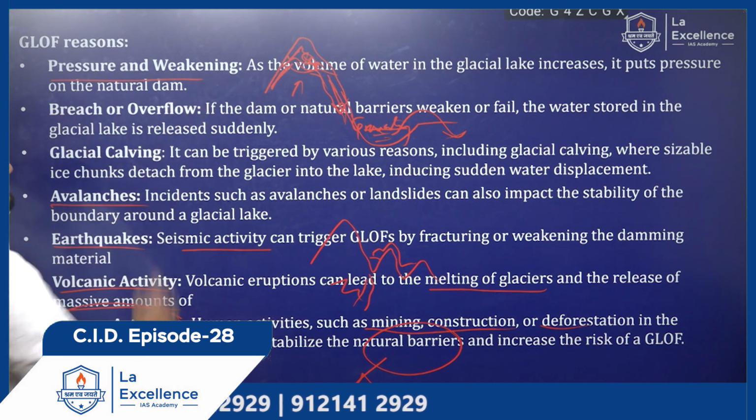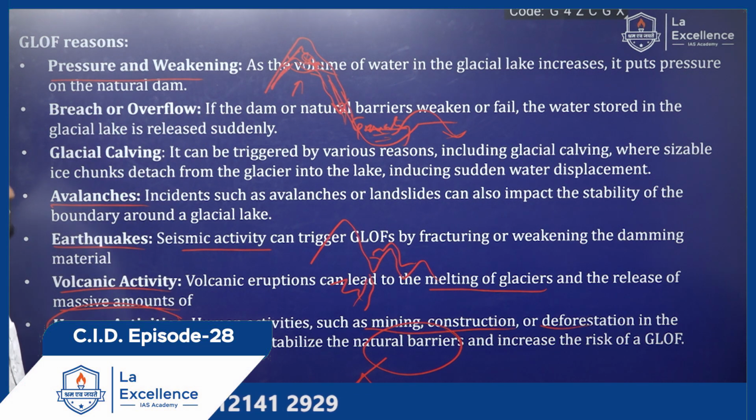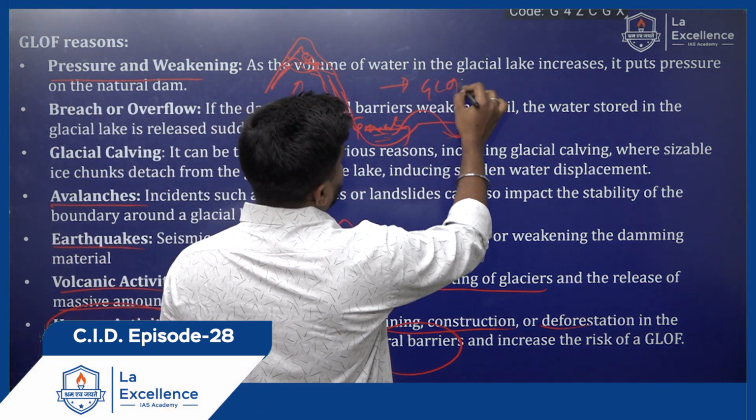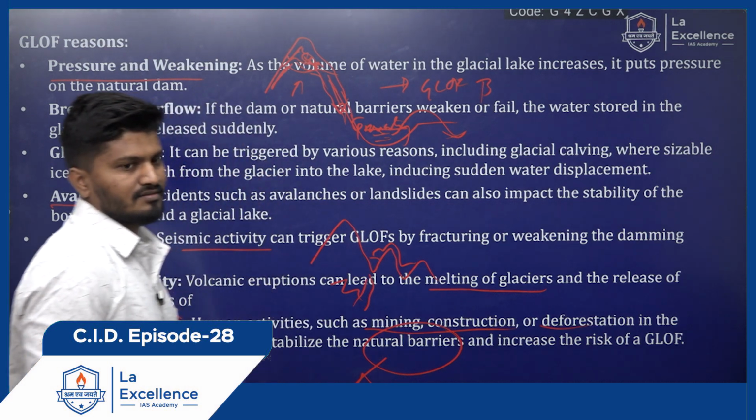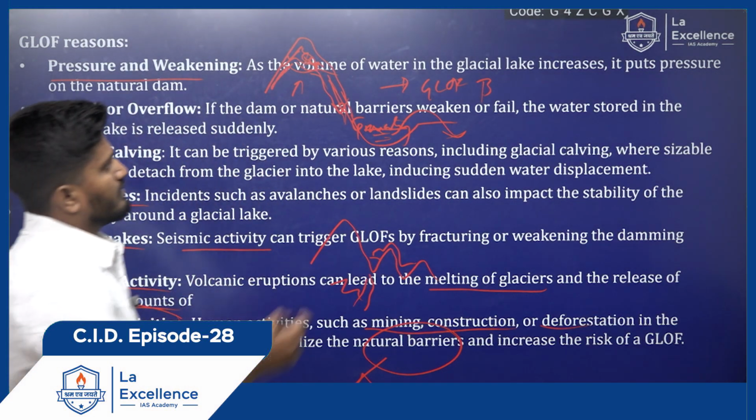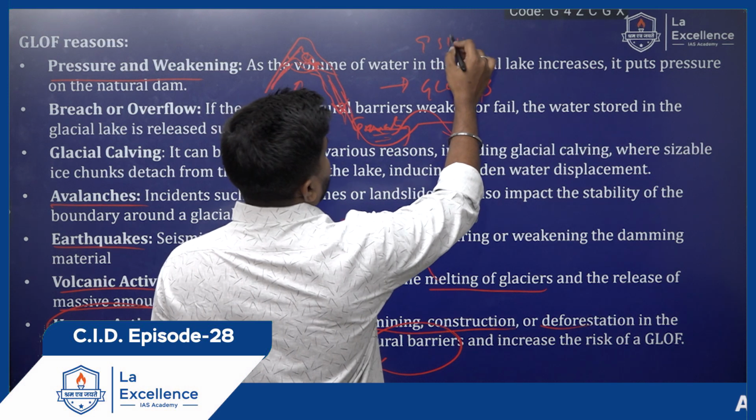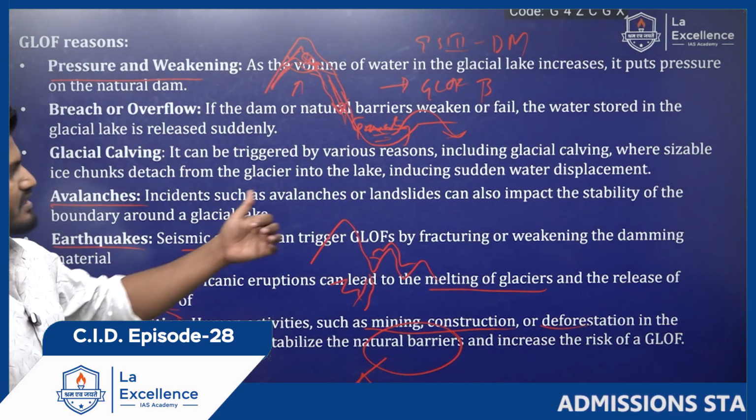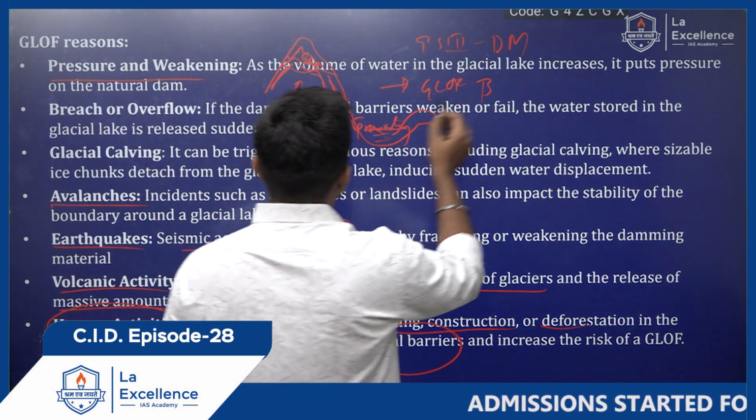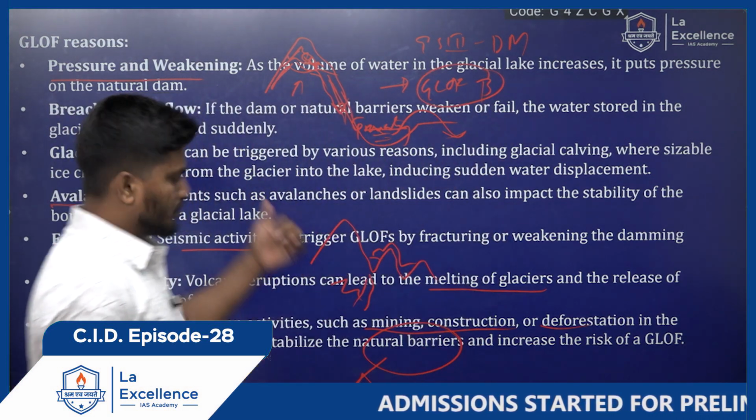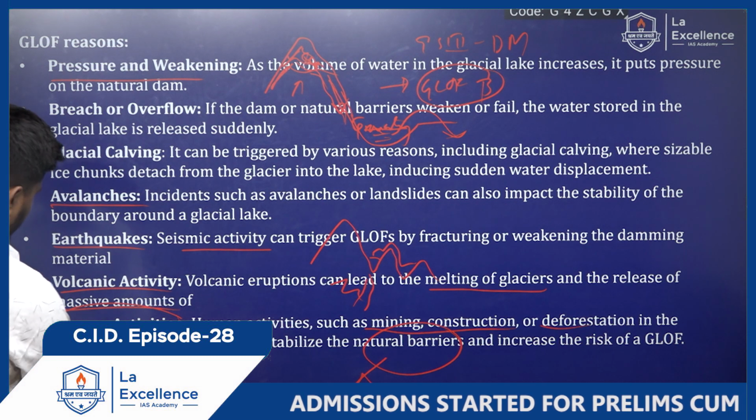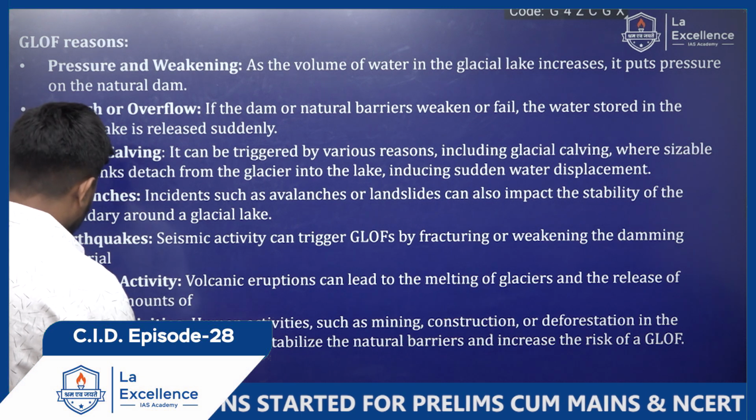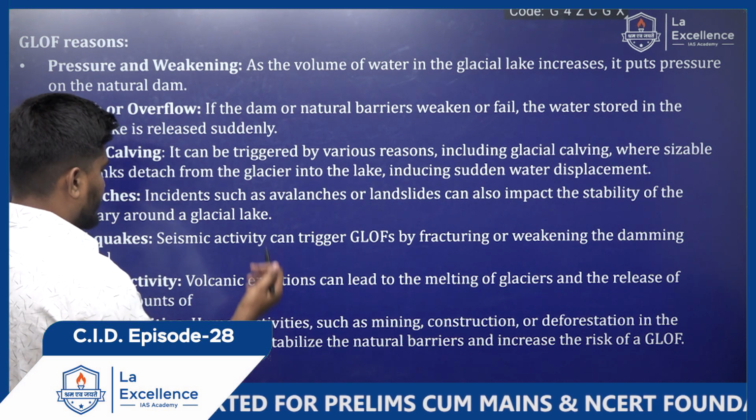So do remember these reasons, which will be helpful in writing a mains answer. Do expect a question on GLOF in both prelims as well as mains this year, because it is in the news. And in GS3 disaster management, UPSC tends to ask questions which are in current affairs. So maybe this becomes a very important topic. So do write down these points. These act as fodder material for your mains answer. And then after this, we will see why it is very dangerous.